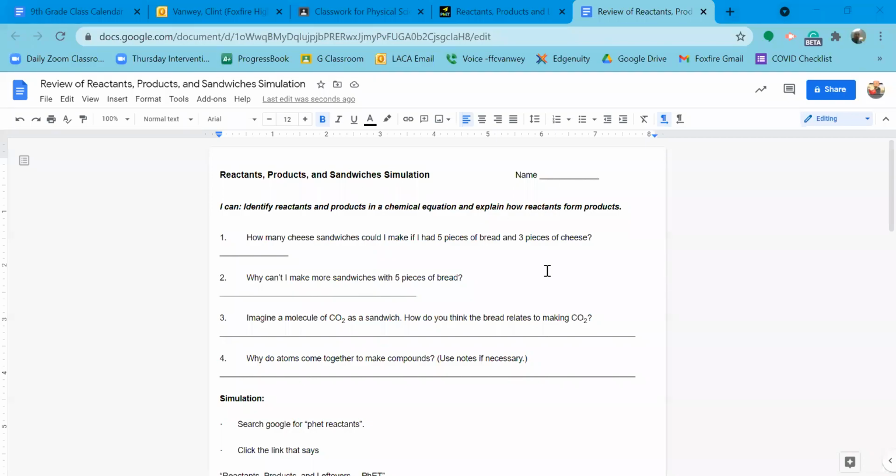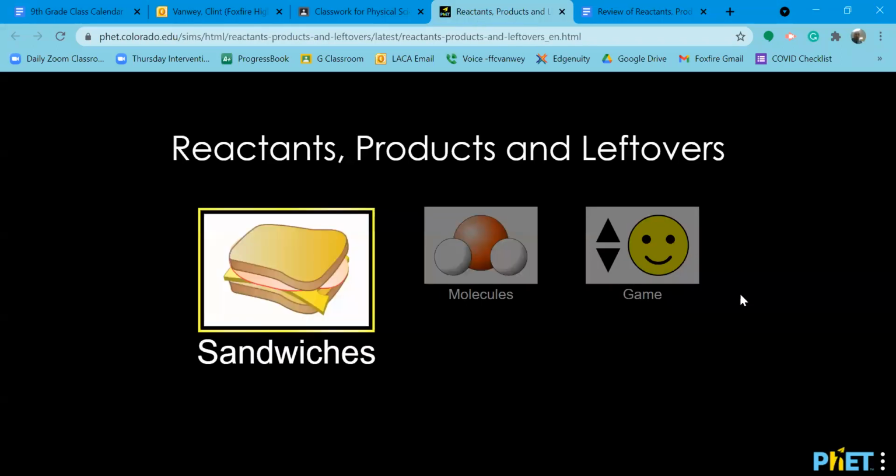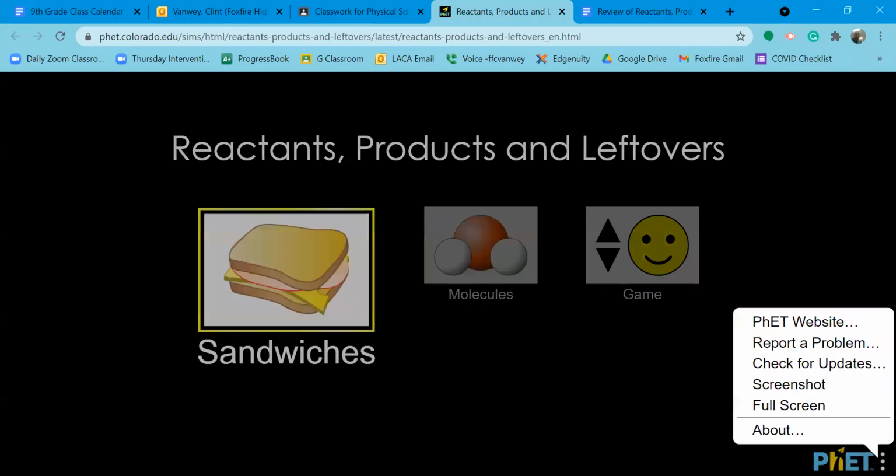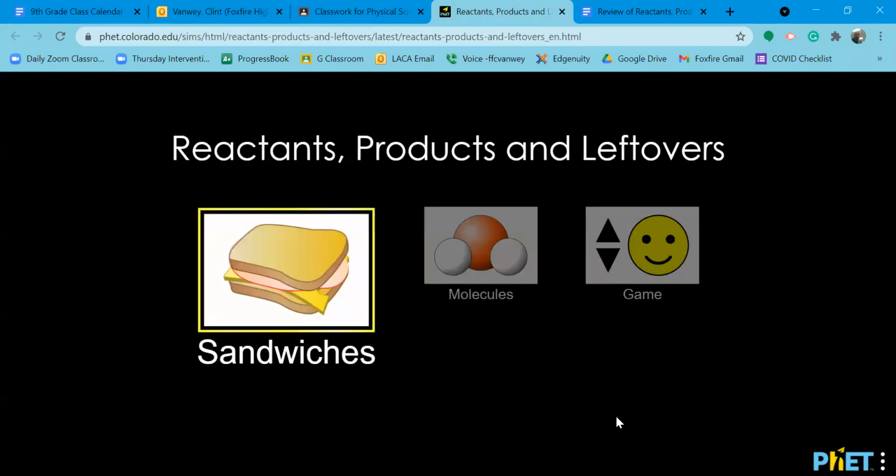Okay, guys, this is our reactants, products, and sandwiches simulation. This comes from colorado.edu. I call it the PhET site. These guys are smart. They give us a lot of cool apps, and they do a great job of explaining. We used it for some of our physics earlier in the year. We've used it a little bit already in our chemistry study, and we'll look at a PhET simulation for our study of electricity in the future here.